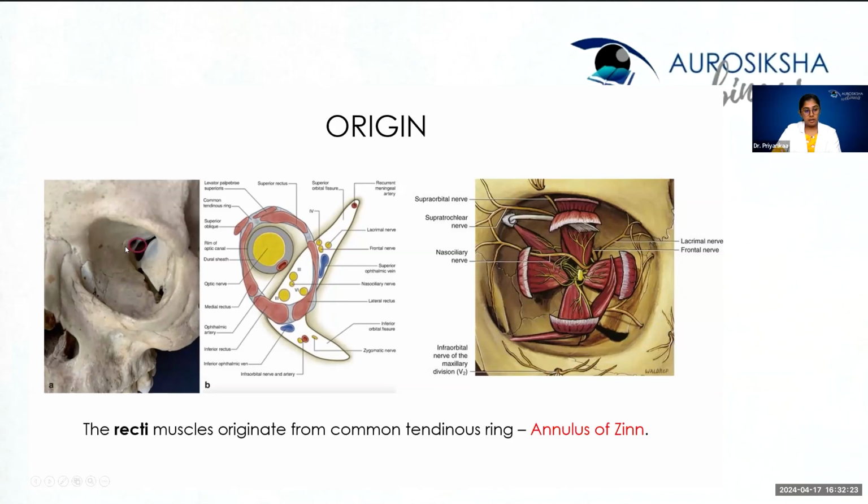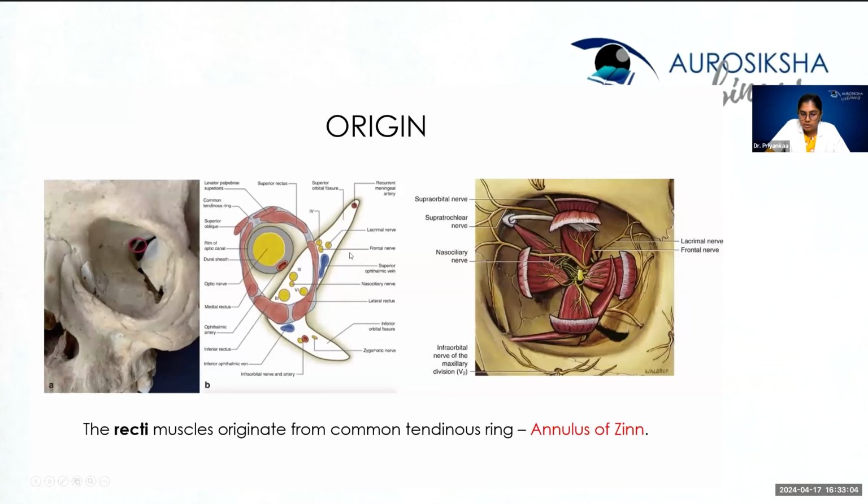There is a fibrous ring-like structure attached to this, covering the optic canal and superior orbital fissure, which is called the annulus of Zinn. You should remember this name because it is very significant. The name is annulus of Zinn. This is where the recti muscles take their origin. As you can see in this image, this is the annulus of Zinn. There is the superior rectus muscle, the inferior rectus muscle, the medial rectus muscle, and the lateral rectus muscle. All these muscles start their origin from this tendinous ring.